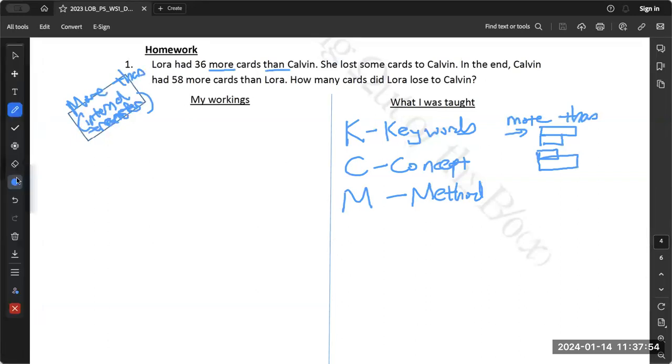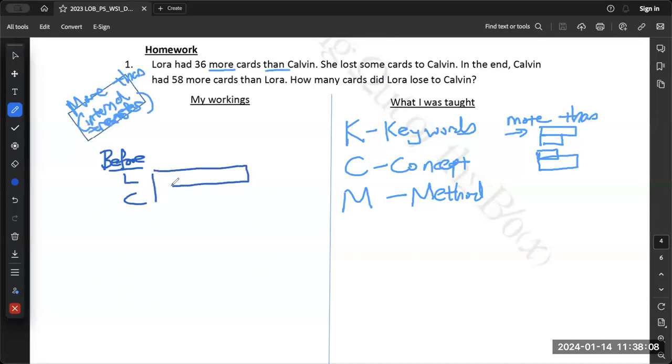Okay, so let's start solving. When you see more than, you do a long short. A lot of times when your kid is stuck and they don't know how to start, probably you want to check, did they even process the question at all? So now 36, put here and done.